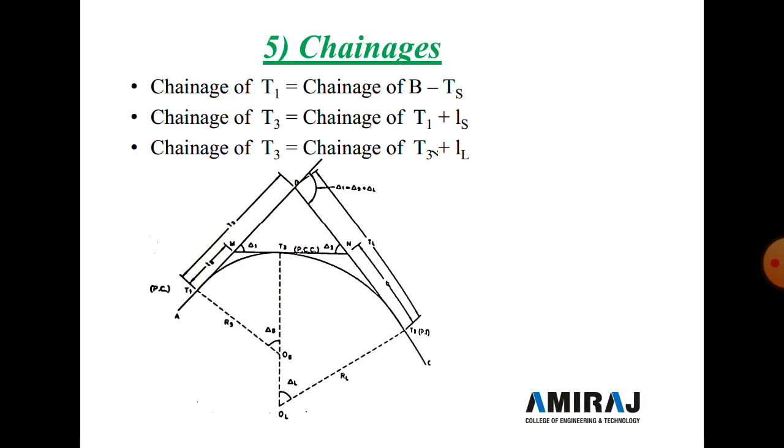Now next and last is the chainage. The chainage of T1 is the chainage of B minus TS. Chainage of T3 is the chainage of T1 plus LS, and the chainage of T2 is the chainage of T3 plus LL. So the chainage is the summation of both the LS and LL values.